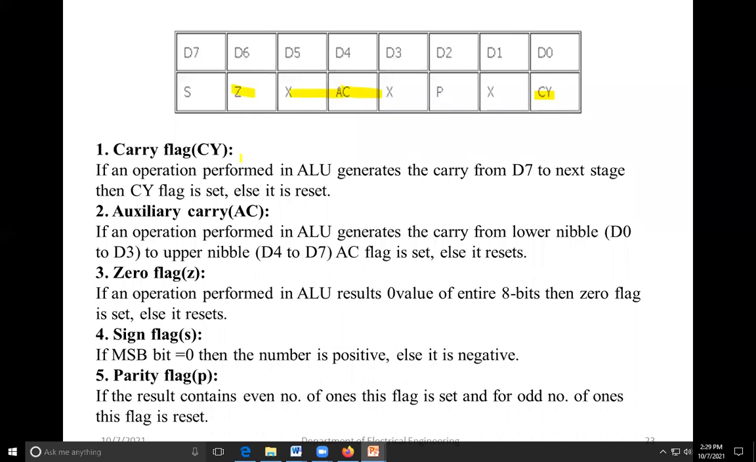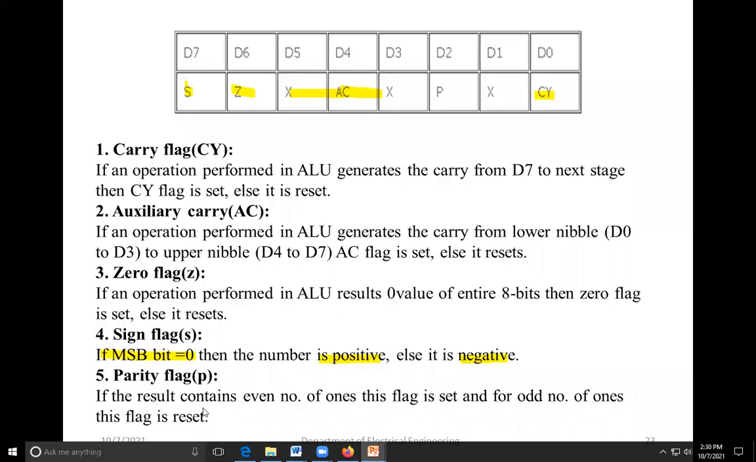Okay, understood. Then next is the sign flag. What is meant by sign flag? Sign flag means if the MSB bit is 0, the number is positive, else the number is negative. Means if this value is 1, then the result present in the ALU is negative, and if it is 0, then the value present in the ALU is positive.